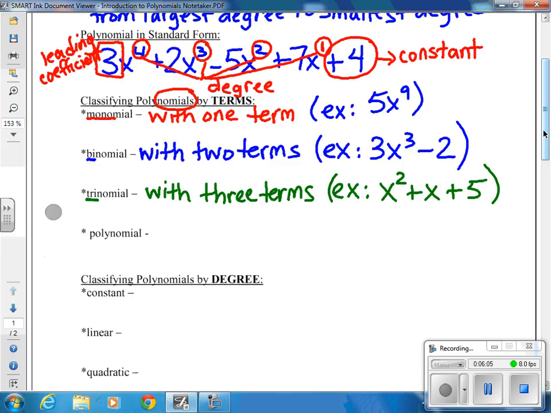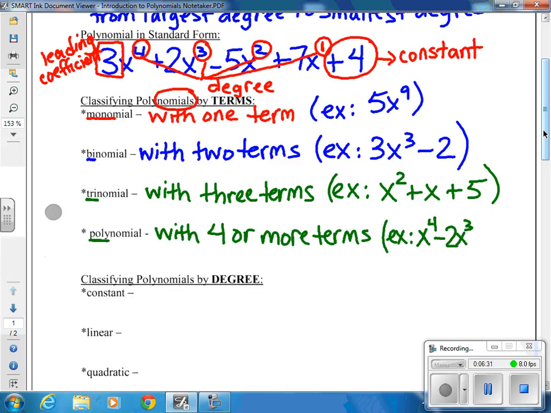And then the last word in the nomial family is polynomial. And if you know anything about the prefix poly, it means many. So in this case, this is a polynomial with 4 or more terms. We don't have any more special names once it gets to 4 or higher, so we just call it a generic polynomial. An example of this would be something like x to the 4th minus 2x cubed plus x squared minus 5x. I have 4 terms right there, and that's known as a polynomial. The example I gave you up above in polynomial in standard form has 5 terms in it, so that would still be classified that way.